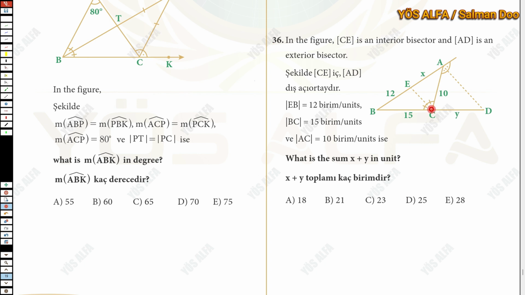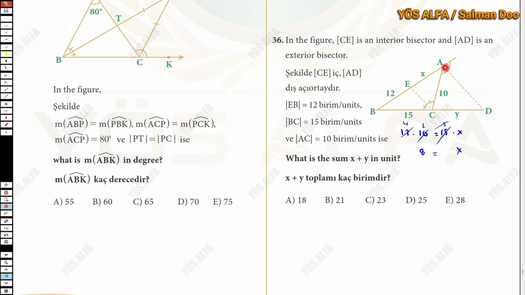36. In the figure, the interior bisector and the exterior bisectors are given, and 12, 15, 10, the side lengths are given, so the figure is complete. We're asked to find x plus y. So from the interior bisector theorem, we know that 15 times x is equal to 12 times 10. We can find x as, since 5 times 3 is 15, 5 times 2 is 10, 3 times 4 is 12, so x is 8.